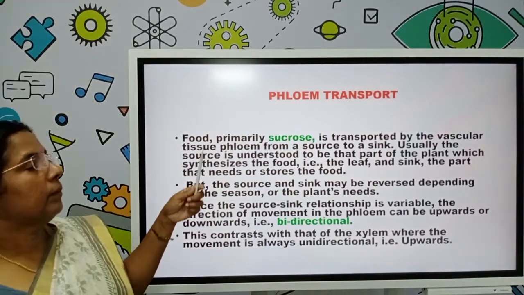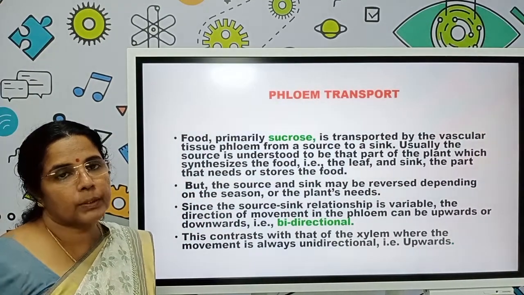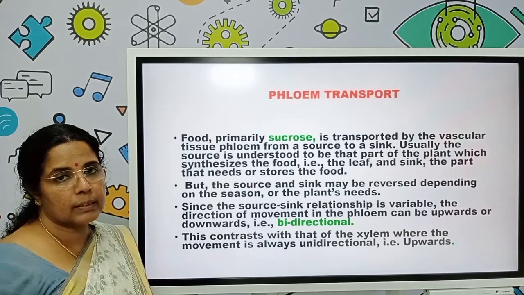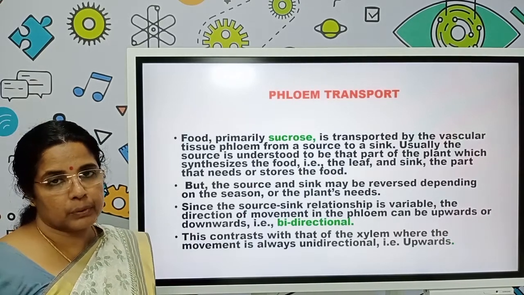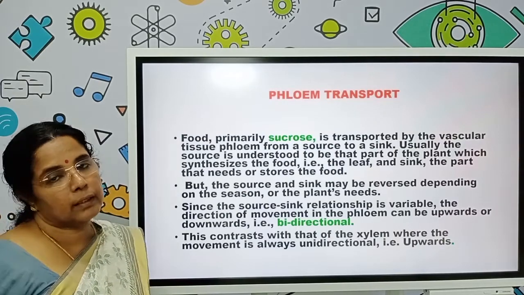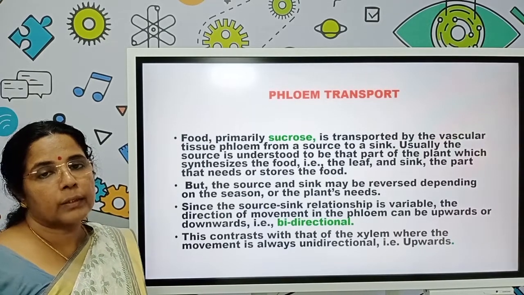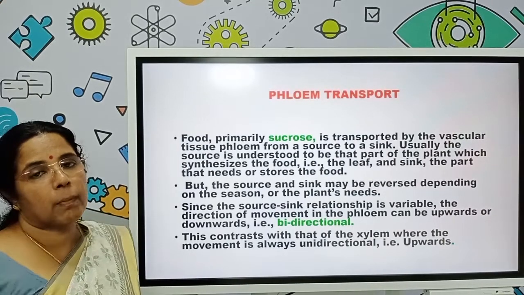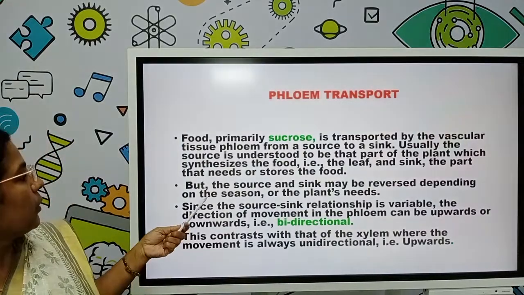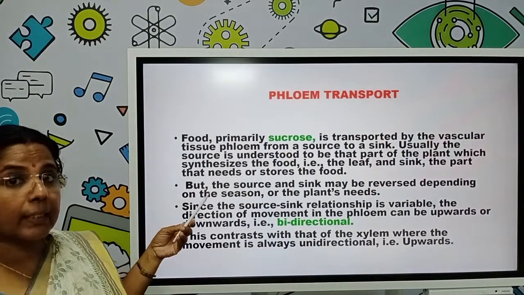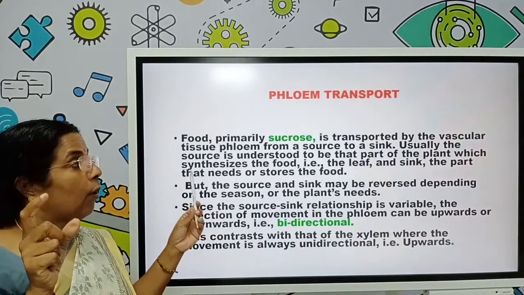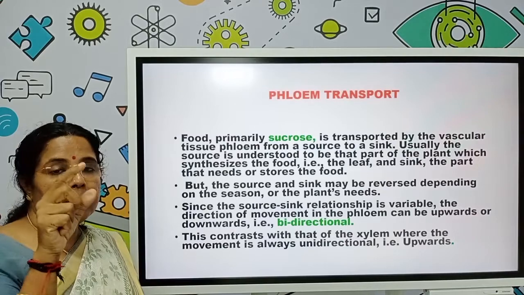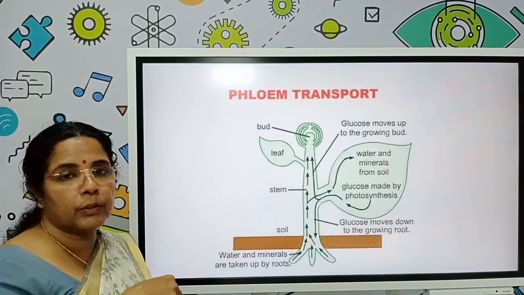Then phloem transport. The phloem helps in the transportation of prepared food. Prepared food here means the glucose that plants produce by photosynthesis. That glucose is immediately converted into sucrose, and the sucrose is translocated from the leaves to various parts of the plant. In phloem transport, the source is the leaves, and from there the sucrose is carried to the sink.